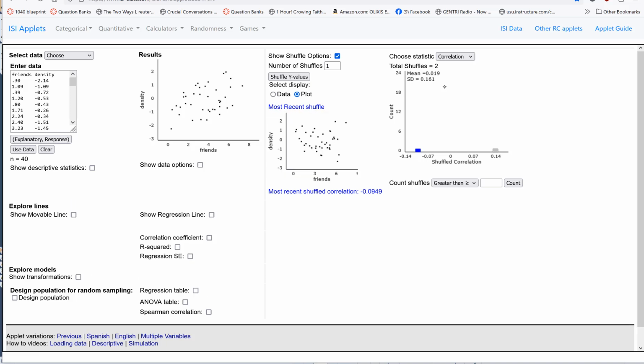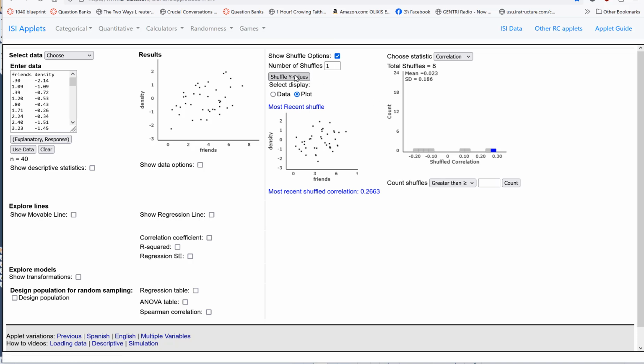If I change it to the plot, again, it looks like it's pretty randomly scattered. Here's my new shuffled correlation. So I could shuffle my y values again. I get a different correlation. Again, they seem pretty random. And my correlation is negative 0.16, so it shows up on my plot. I could shuffle again. New correlation, negative 0.18. New point on my null distribution. And I can keep shuffling, and every time I shuffle, it will give me a different correlation. It puts a new point up here.